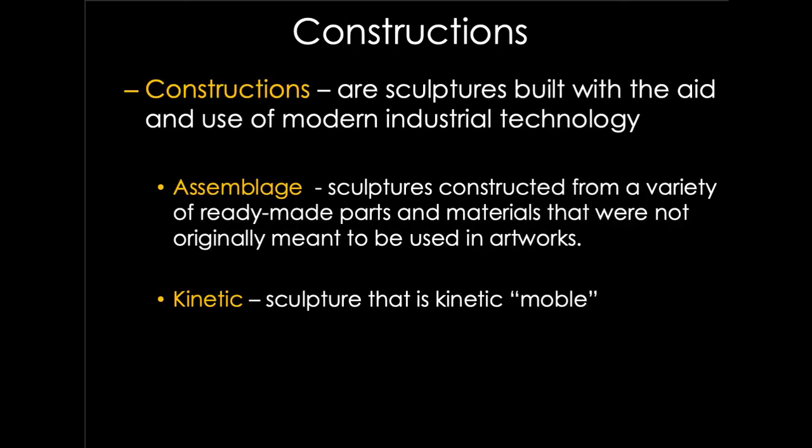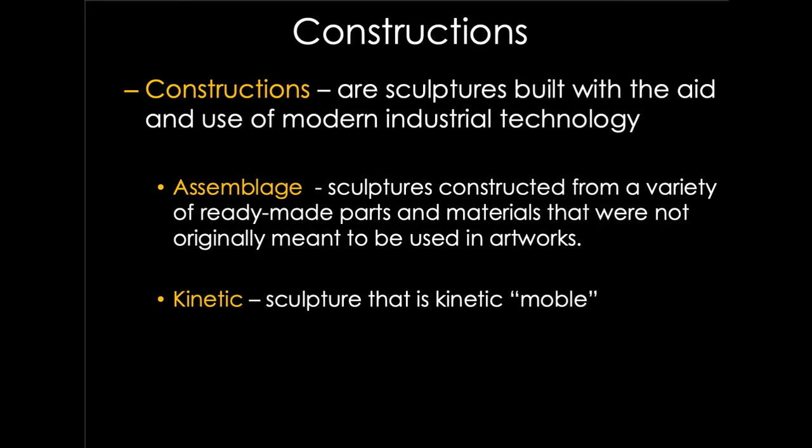In the 20th century, we had a new way of making sculpture that emerged, and that would be constructions. So constructions are sculptures that are built with the aid or the use of modern industrial technologies. If you can think of one such as welding or a sewing machine to do stitching or weaving or anything that's kind of motorized, these are things that are considered construction sculptures.